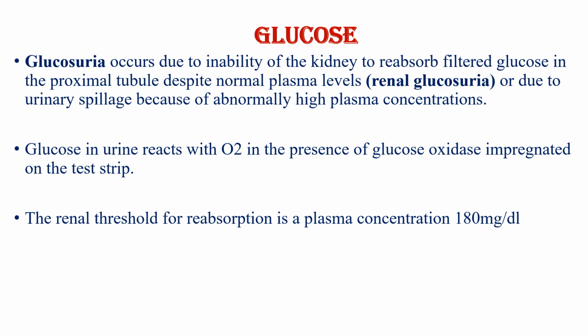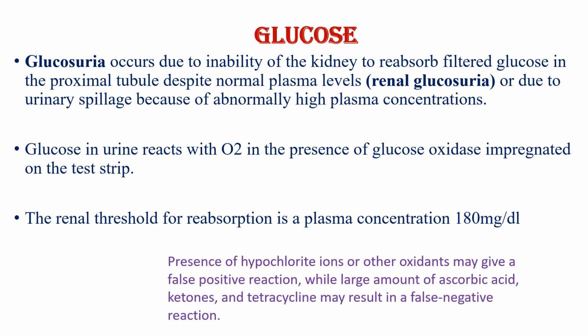The next is glucose. Glucosuria occurs due to inability of the kidney to reabsorb filtered glucose in the proximal tubule despite normal plasma levels, that is renal glucosuria, or due to urinary spillage because of abnormally high plasma concentration. Glucose in urine reacts with oxygen in the presence of glucose oxidase impregnated on the test strip. The renal threshold for reabsorption is a plasma concentration of 180 mg per dl.